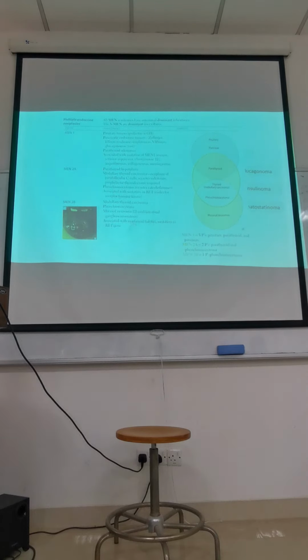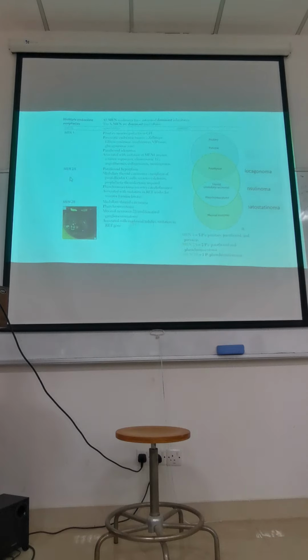If I see glucagonoma, I see other glands as well. Combination of gland disorders are like this. It's called multiple endocrine neoplasia, a combination of glandular cancers. MEN 1, multiple endocrine neoplasia type 1, has pituitary tumor, pancreatic endocrine tumor, and parathyroid adenoma. These three combined is MEN 1.